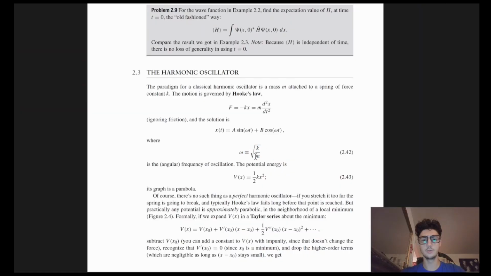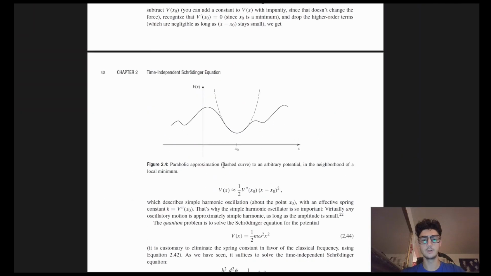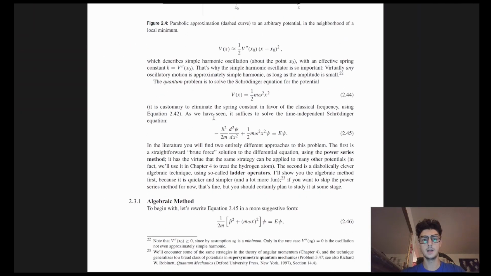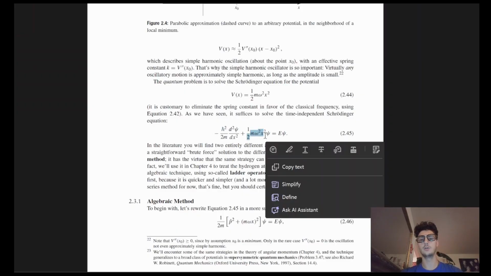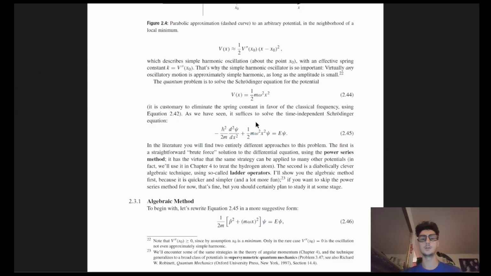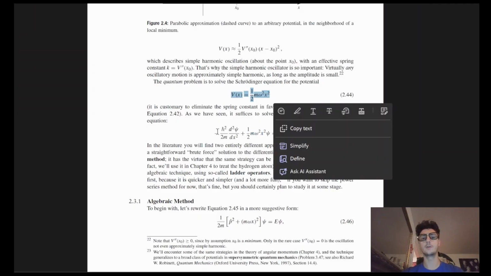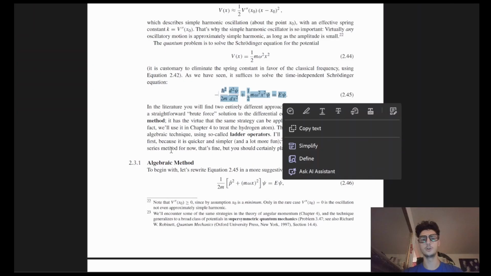Okay, so we remove the spring constant and we use this guy only. As we have seen, it suffices to solve the time-independent Schrodinger equation. So here's the problem setup. In the previous problem, we solved this equation, except there we had the potential of the infinite square well, which was 0, or infinity at the boundaries. In this case, it is a non-zero potential, so we have to solve a new differential equation.